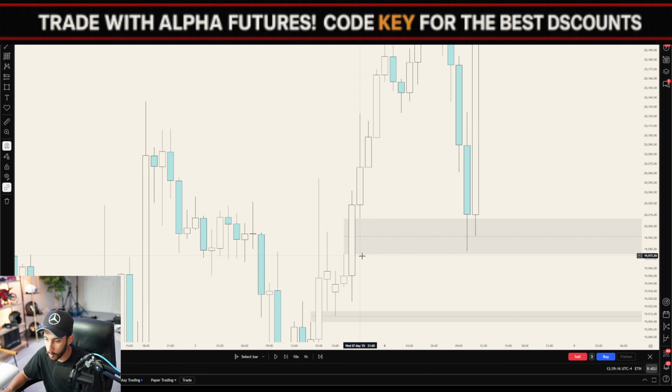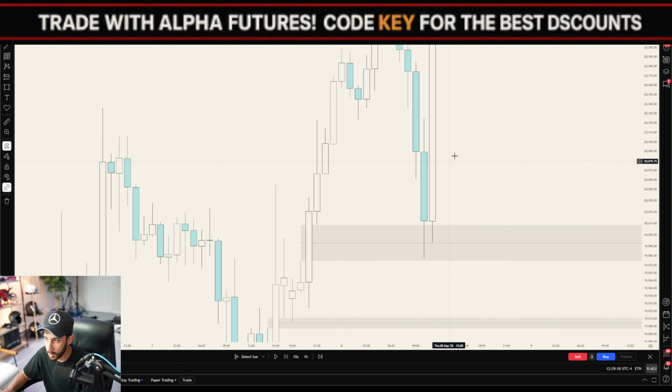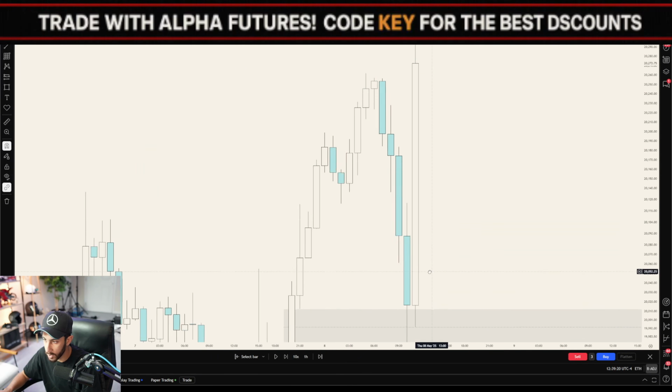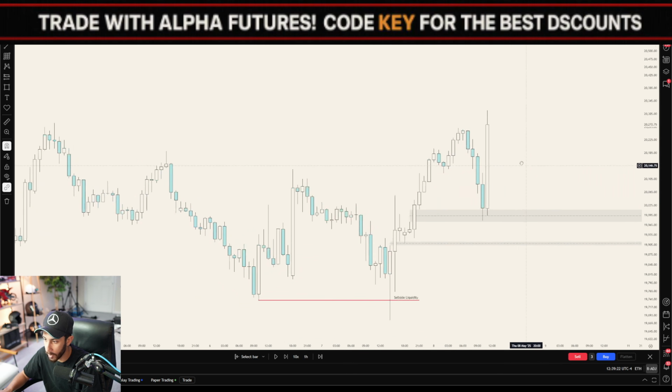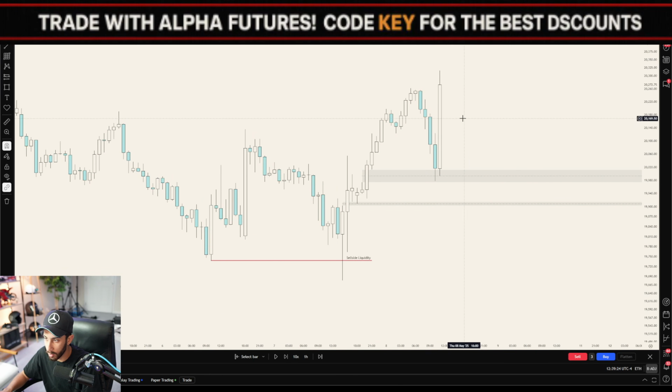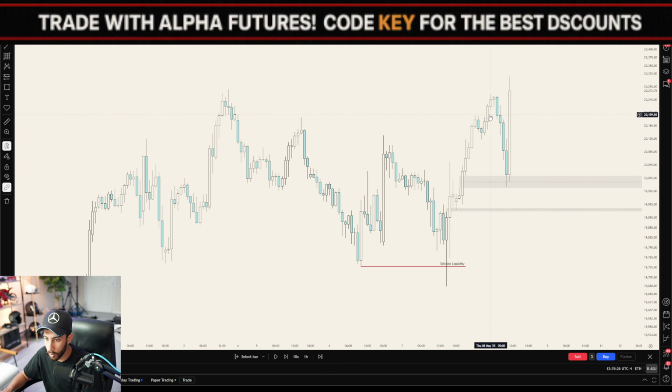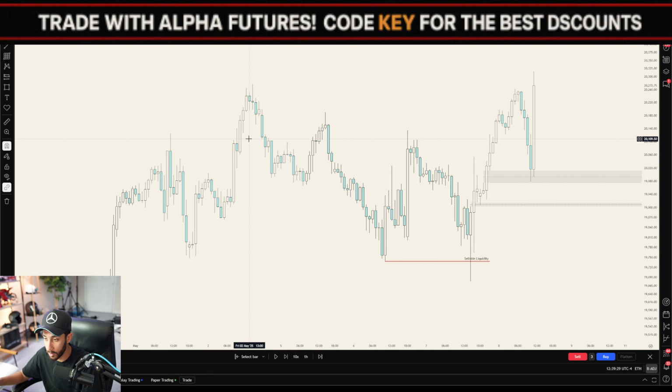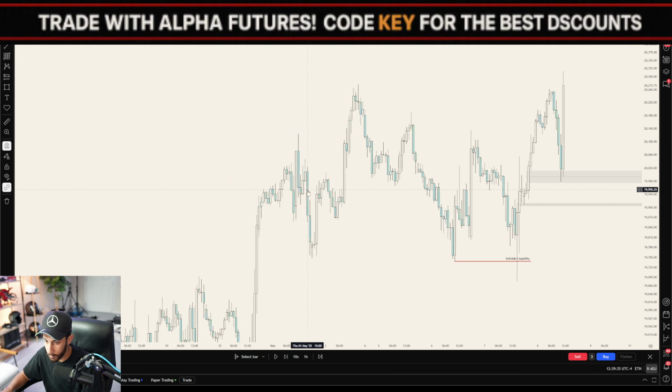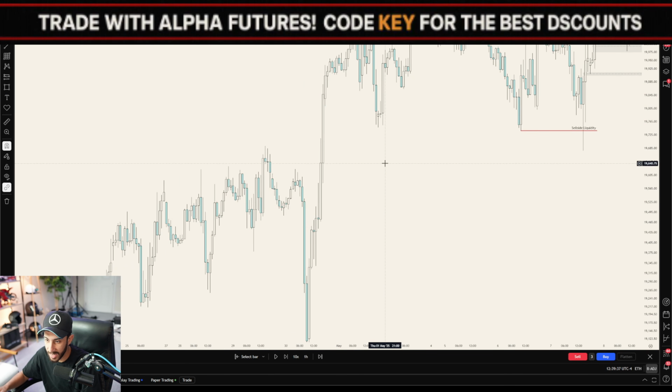This one is another one. This is the next immediate fair value gap, and you can see we come down, we touch it, and get an immediate push higher, right? So these are going to be the ones you want to look at. On the inverse side, obviously you want to be looking at fair value gaps that have swept buy side liquidity, for example.